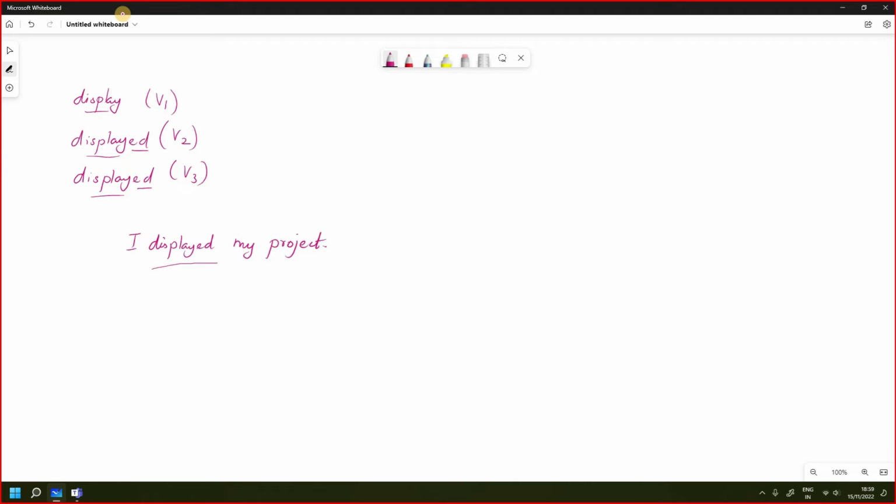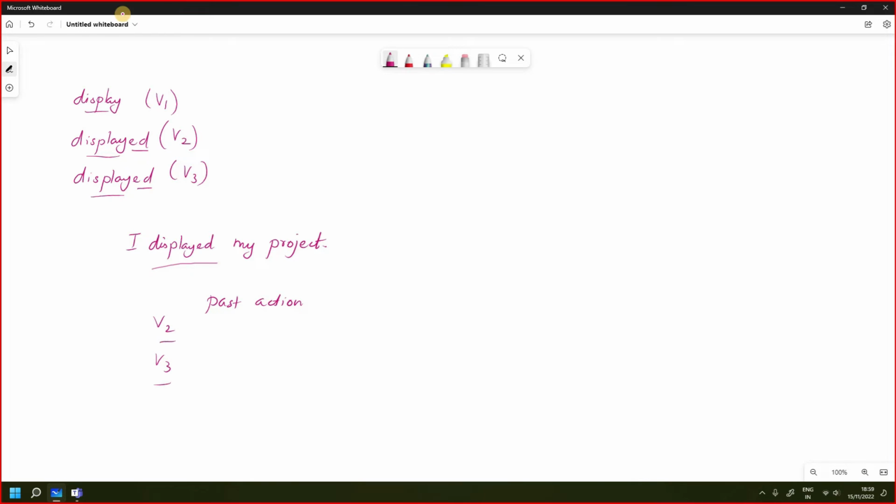Now, as Danya said here, what you have to understand is when I say I displayed my project, we are talking about a past action. That is very clear. The first thing that we have found out is it is a past action. How did we find out? Because the verb is past. It talks about past. But the problem is, is it V2 or is it V3?